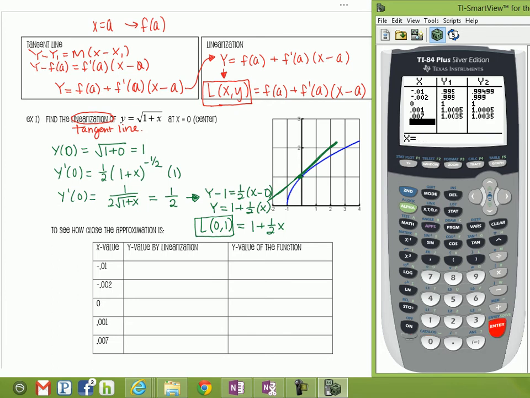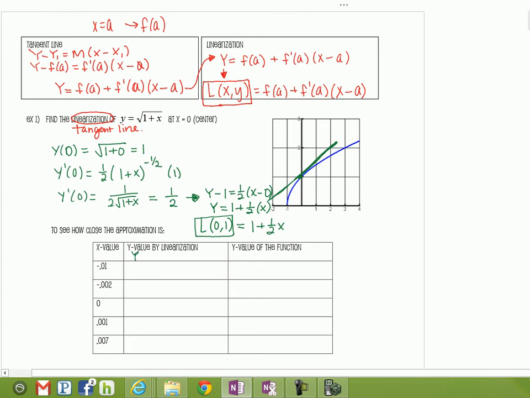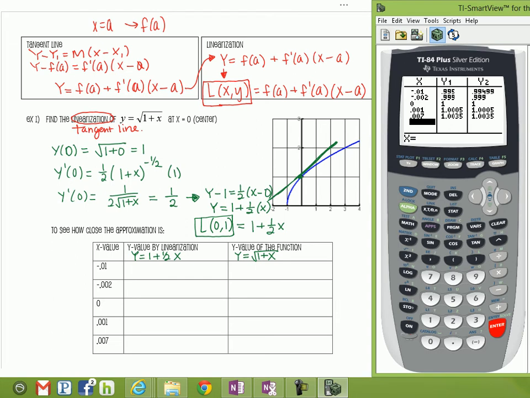Alright, so what I want you to notice, looking at the screen, is the y1 versus y2 values. So in your notes here, you would copy down the linearization that I used, which was y equals 1 plus 1/2 x, and then the function was y2, which was the root of 1 plus x. I just want you to look at the difference of the values. What you'll notice is that they're really, really close. The whole reason is because I'm looking at x values that are extremely close to the center. The center is where I got the tangent line, 0. Alright, so press pause and go ahead and copy down the table.